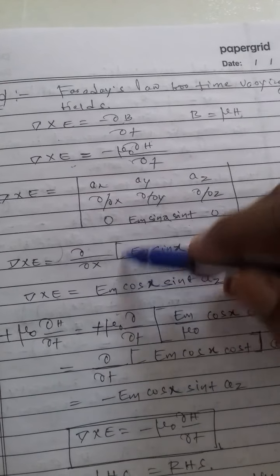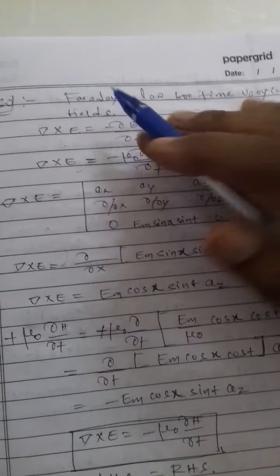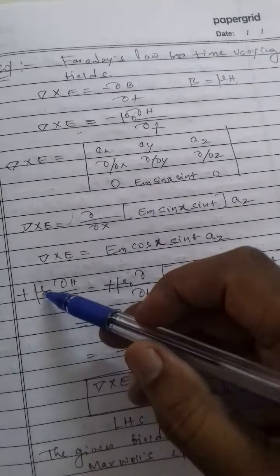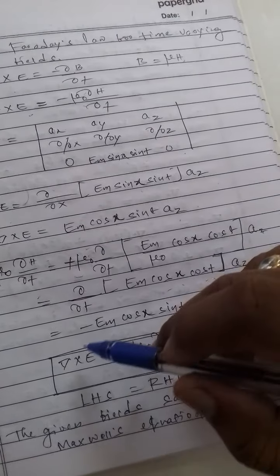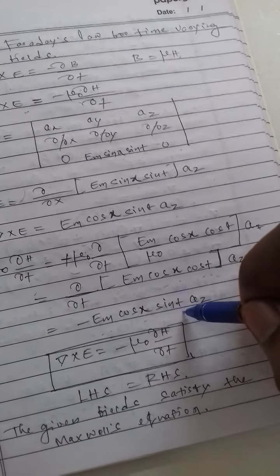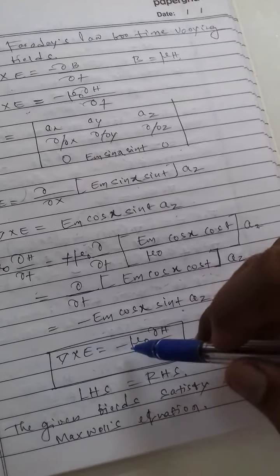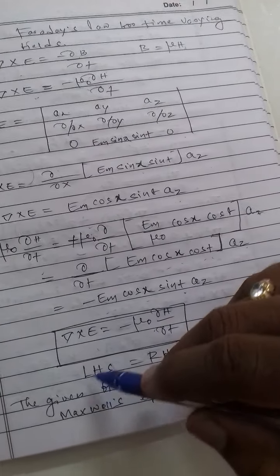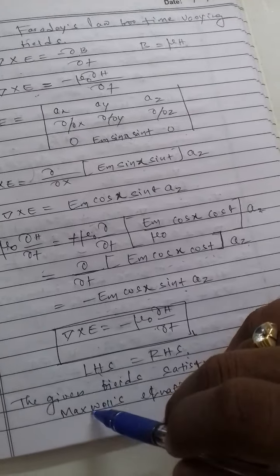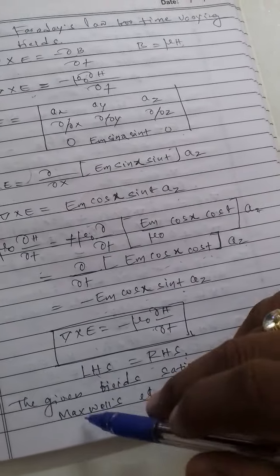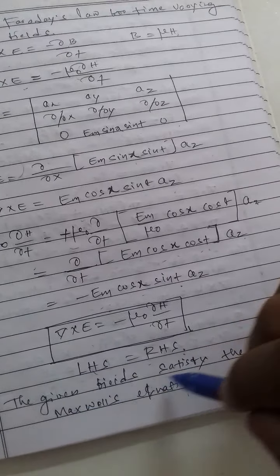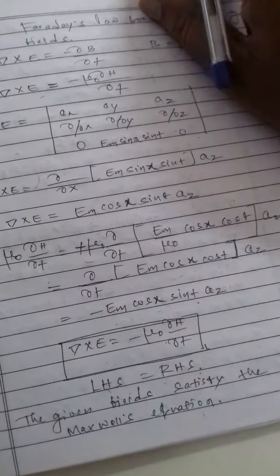Del cross E is equal to Em cos x sin t az. Plus mu naught dou H by dou t is equal to plus mu naught dou by dou t of Em upon mu naught cos x cos t az. Dou by dou t is Em cos x cos t az minus Em cos x sin t az. Del cross E is equal to minus mu naught dou H by dou t. Left hand side is equal to right hand side, so the given fields satisfy Maxwell's equations.